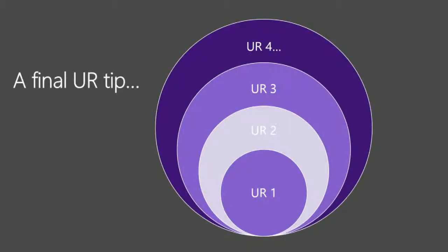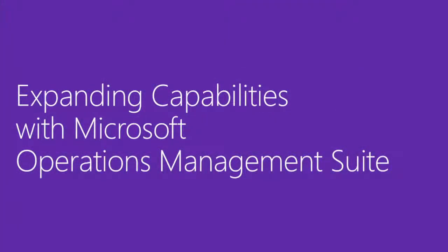And then there's this final UR tip, because I get asked this a lot. If you're bringing up a new system, you do not need to install each update rollup in sequence. The update rollups collect all of the fixes from the prior URs. So if you're installing a new system today, just go straight to UR6. UR2 contains UR1, UR3 contains both of those, et cetera. All right, so that's URs.